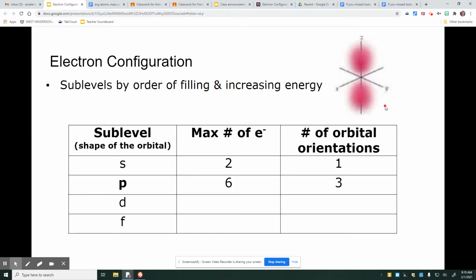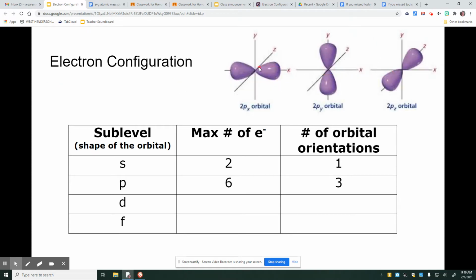Now, the P sublevel in general has this kind of shape. If you just look at the electron density, we generally simplify that and say this shape looks like a dumbbell, like what you would lift weights with. And the P sublevel can hold a maximum of 6 electrons and it has three orbital orientations. So in three-dimensional space, this dumbbell shape could be oriented along the x-axis, along the y-axis, or along that z-axis. And that's what gives us our three orbital orientations.